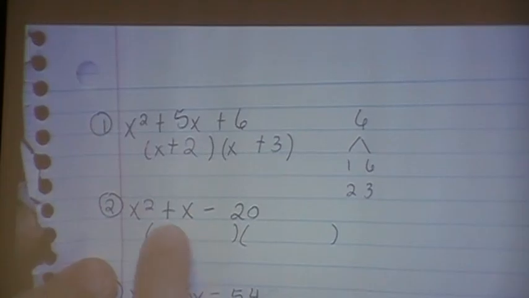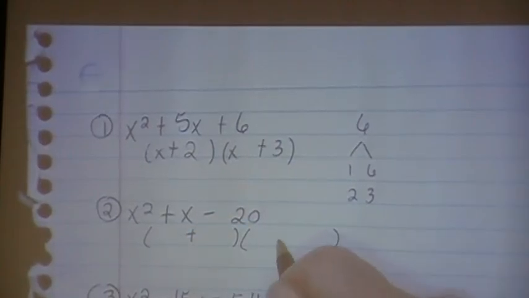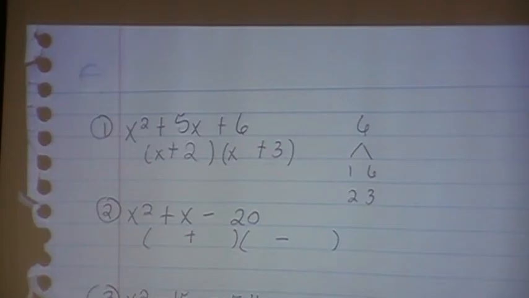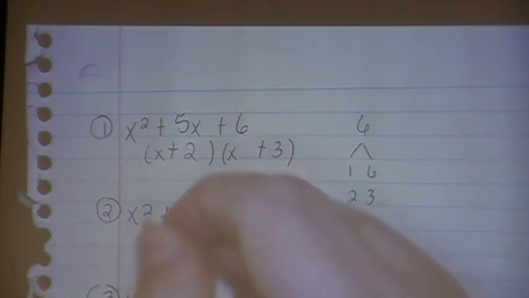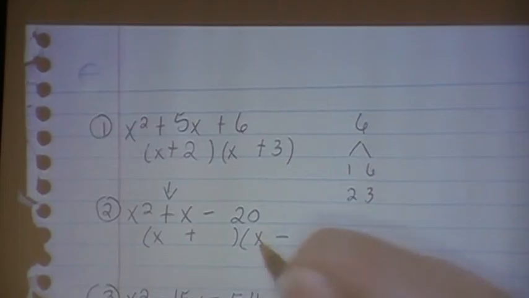Number 2, I have a plus and minus. What are my parentheses going to be? What does it mean when your signs are different? It means you're subtracting. What else does it mean? The larger factor has to go where? The parentheses that has the same sign as your middle term. I break the x apart.